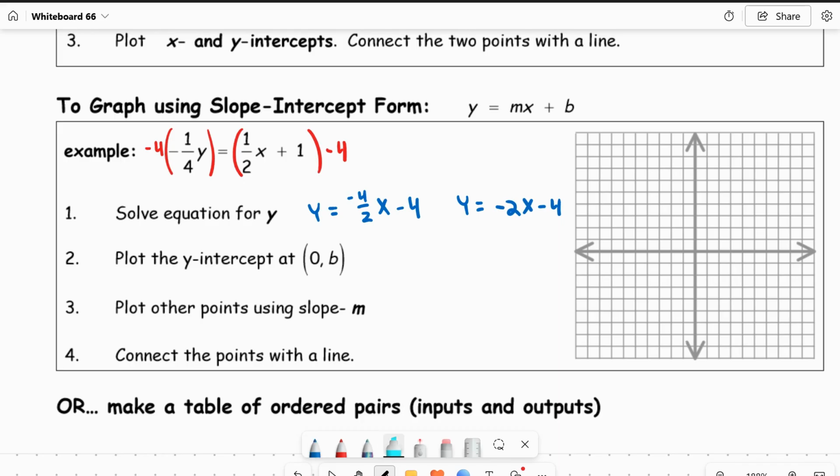That's my equation for y. Once you solve for slope-intercept form, then we'll plot the y-intercept. Remember, the y-intercept is the number that's being added or subtracted to our variable. So in this case, my y-intercept would be 0, negative 4, and I can go ahead and graph that.